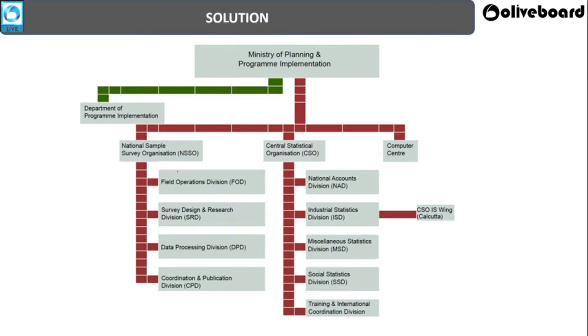So I just want to give you all the divisions that were working even before the merger. So we have some important organizations working under the Ministry of Statistics and Program Implementation. We have the NSSO and also the CSO. If you take the case of NSSO, there are four divisions: the Field Operations Division, the Survey Design and Research Division, the Data Processing Division, and the Coordination and Publication Division. In CSO, as you can see, there is a National Accounts Division, Industrial Statistics Division, Miscellaneous Statistics, Social Statistics, and here Industrial Statistics is nothing but the Economic Statistics Division. It is also called the Economic Statistics Division. And you have the Training and the International Coordination Division. So these are the five divisions.